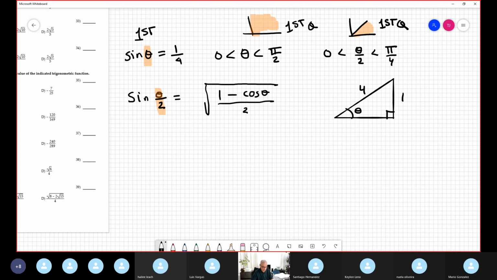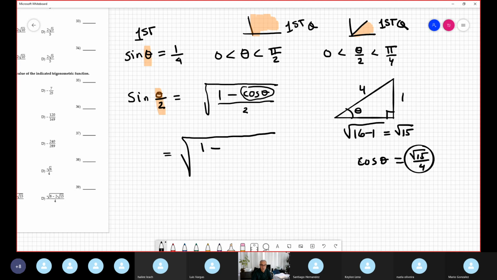The sine is 1 over 4. And the other side is square root of 4 squared, which is 16, minus 1 is 15, so square root 15. Okay, square root 15. So now cosine theta is square root 15, sorry, divided by 4, the hypotenuse, no? You substitute that number here. And so far we have the square root of 1 minus square root 15 over 4, divided by 2.